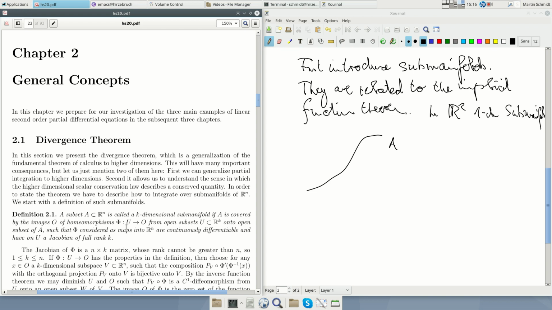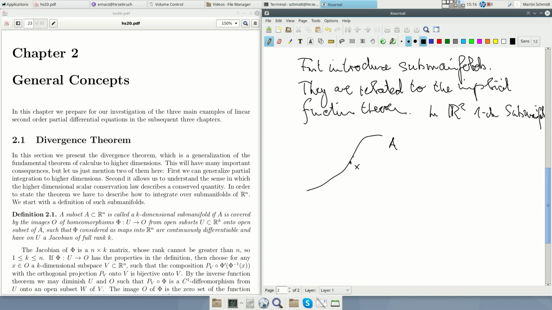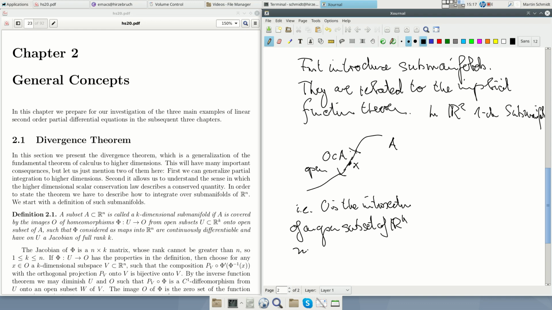We have a homeomorphism, so we have a map phi: for any point x, here we have the point x, and we have an open subset O, which is open in A. This means it is the intersection of an open subset of Rn with A. So it's a subset of A.